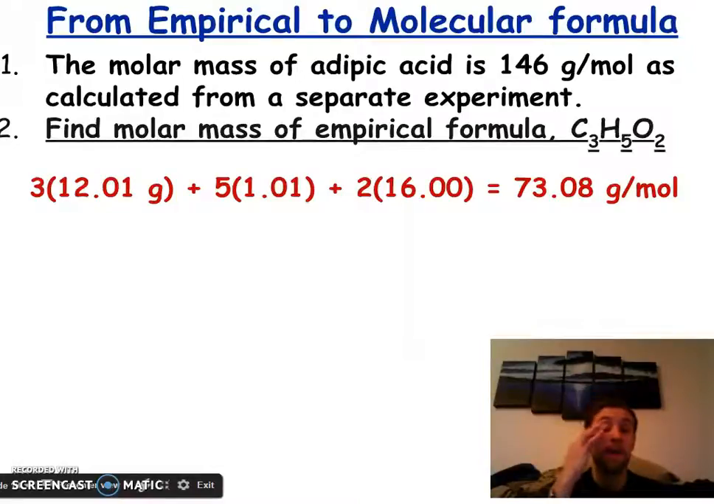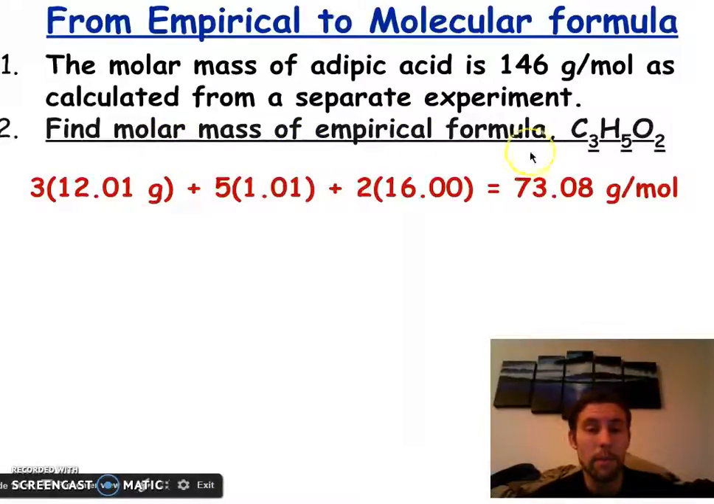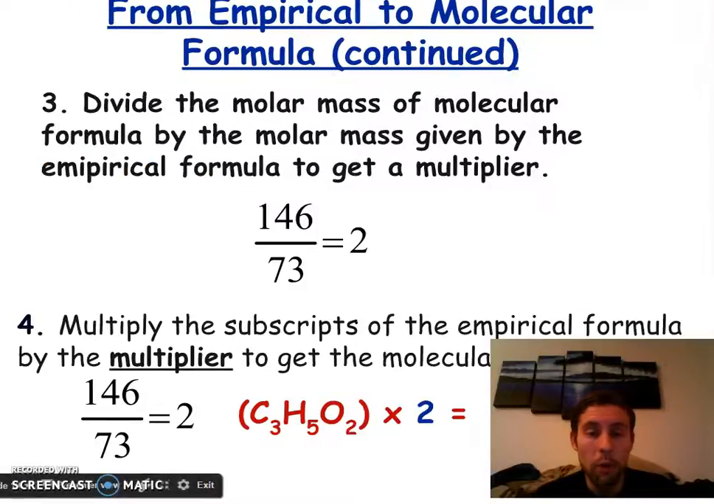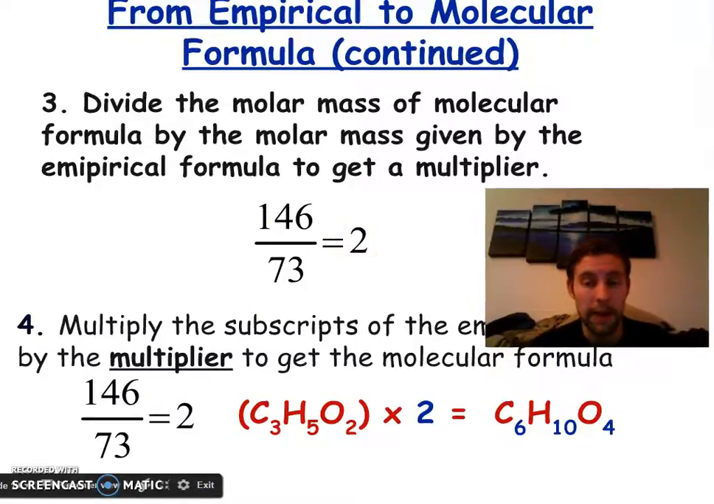Okay, the molar mass of adipic acid is 146 grams per mole, as calculated in the lab. That'll always be given to you in the question. They also have to give you the formula of the empirical substance. So first we have to find the molar mass of this empirical formula, which you guys know how to do. Then you're going to take the molar mass of the molecular formula and divide it by the mass of the empirical formula. You should get a whole number ratio or really, really close. So 2, 3, 4, 5, 6, something like that.